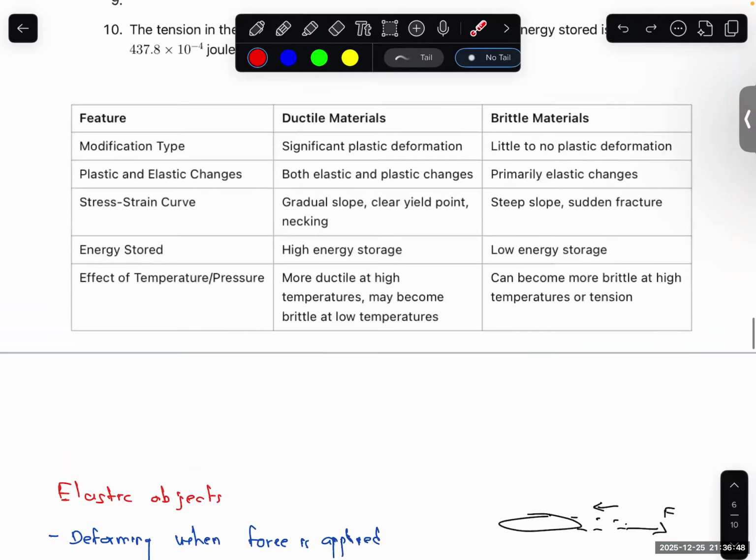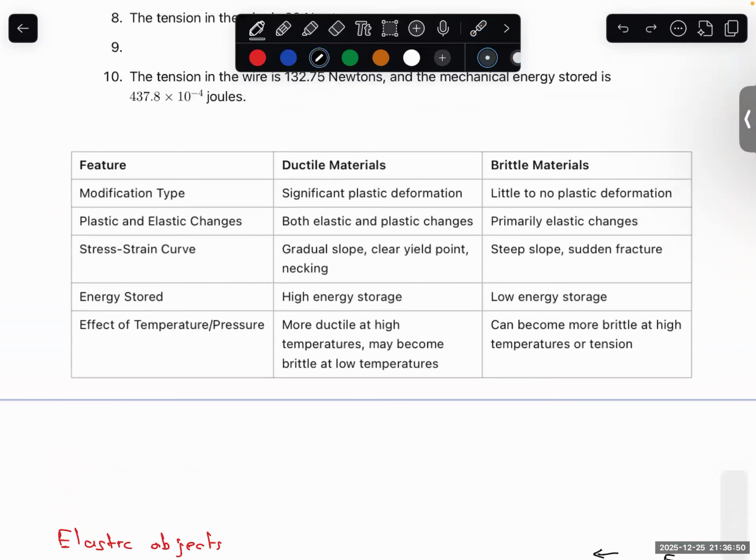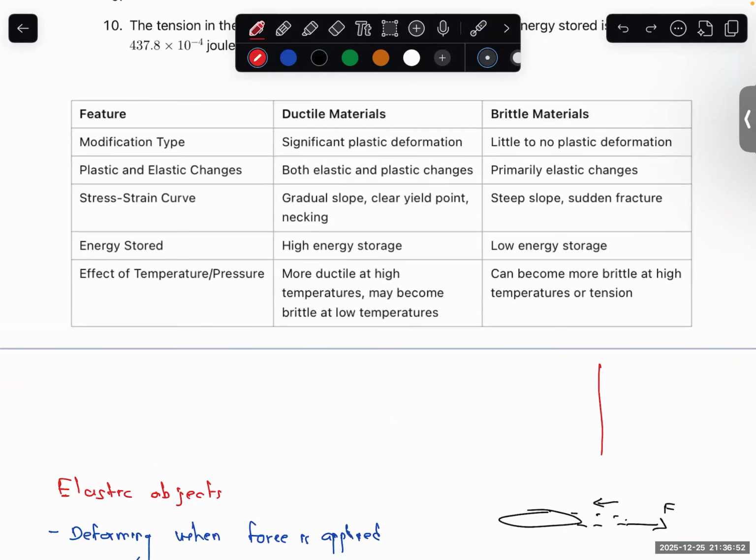Brittle materials will also have a graph. When you apply a force, the graph is very small. They undergo a little deformation and then they break. The break point is reached very fast. Because of the smaller graph, the energy they store is very small. Yeah, that's it.